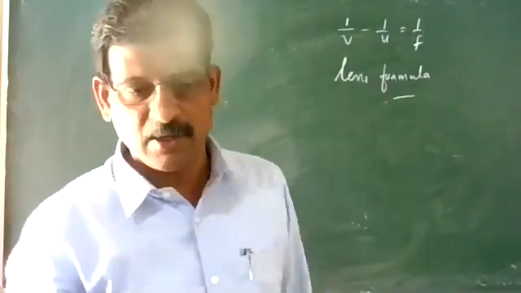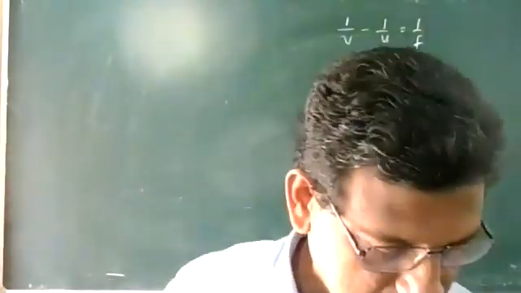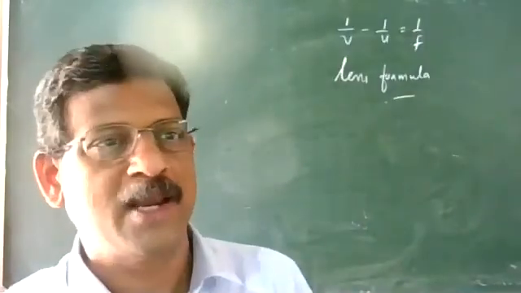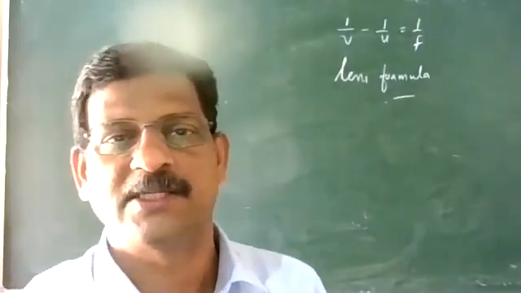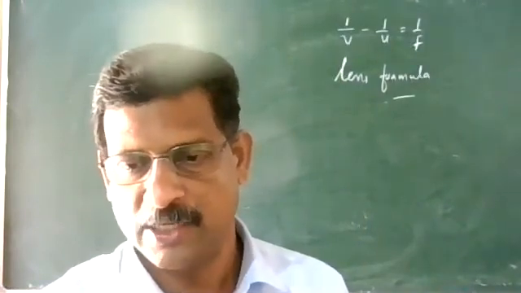So 1/V minus 1/U equals 1/F. This is the lens formula. It is different from the lens maker's formula. The lens maker's formula relates focal length, refractive index, and radii of curvature. The lens formula relates object distance, image distance, and focal length. Okay, so this equation will continue in the next class. Thank you.